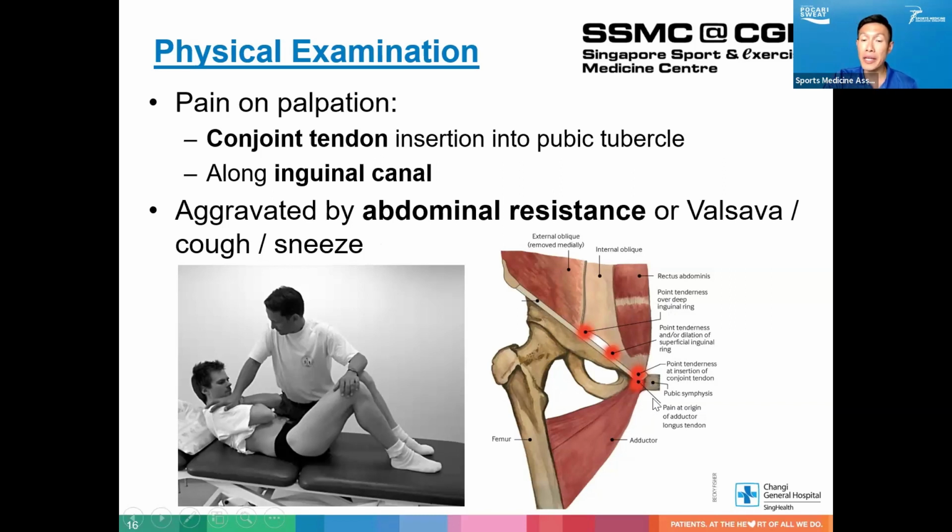Also, don't forget to palpate the common adductor tendon, as well as the insertion at the pubic tubercle. This is what we call the resisted sit-up. It is aggravated during the examination: we get the patient to do a crunch, and then try to press them back down to the supine position, and that should aggravate pain over this region, which is the insertion of the rectus abdominis.